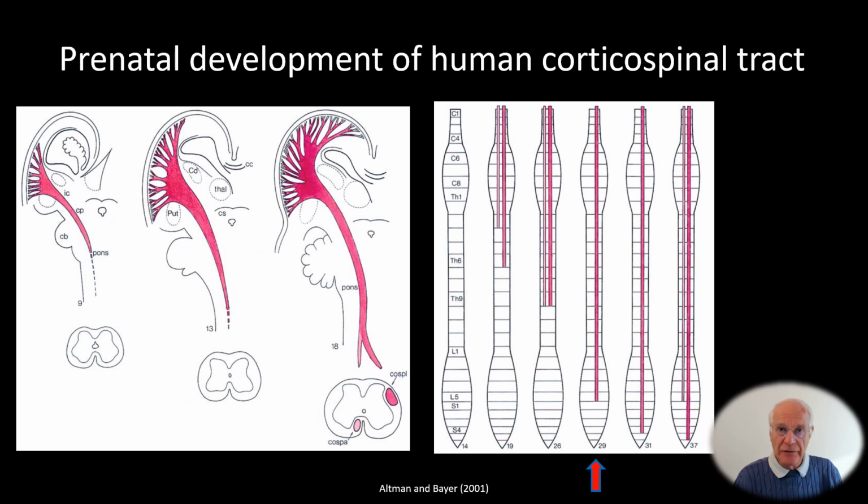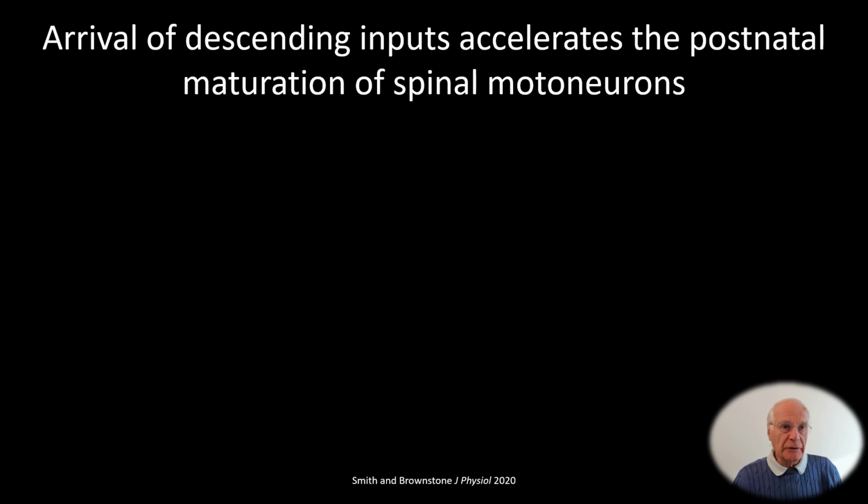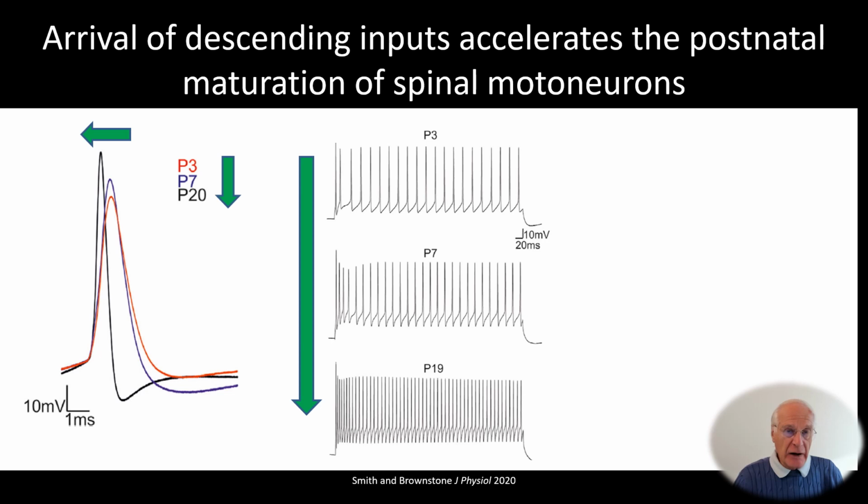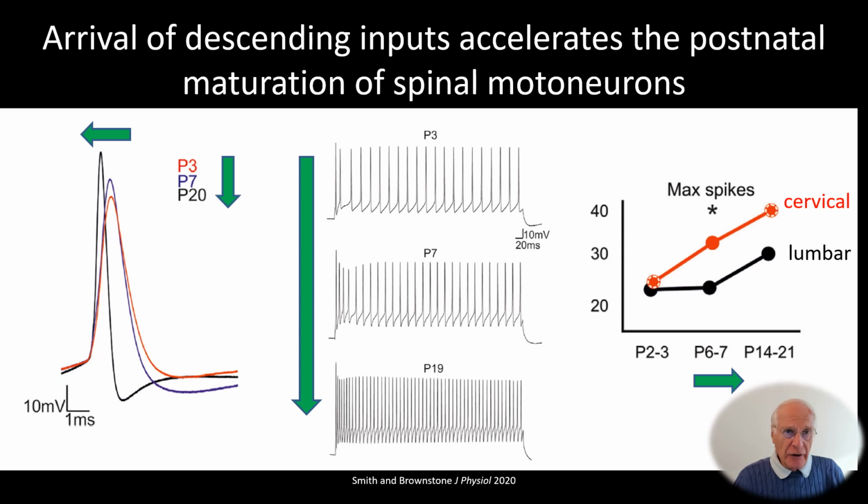The arrival of descending inputs in the spinal cord accelerates the postnatal maturation of spinal motor neurons. With development, the amplitude and shape of action potentials change due to changes in several biophysical parameters, such as the membrane resistance and capacitance, and the maximum firing frequency increases. These changes occur earlier in cervical motor neurons than lumbar motor neurons, in parallel with the early arrival of descending pathways at the cervical then lumbar cord.